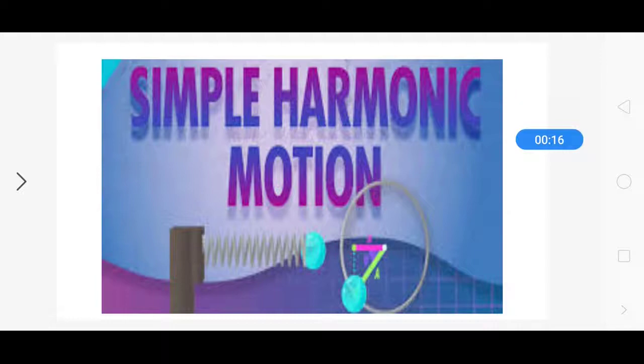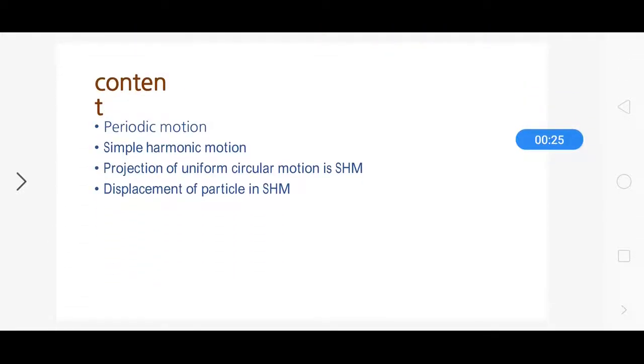Simple harmonic motion. To explain this, first of all, what is the content of this session? First, we are going to know what is meant by periodic motion. Then we are going to learn about simple harmonic motion. Then the projection of uniform circular motion is a simple harmonic motion. And finally, the displacement of a particle executing simple harmonic motion. So these are the topics we'll discuss in this session.